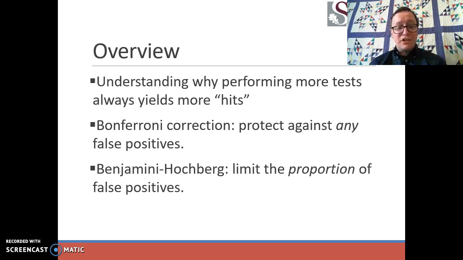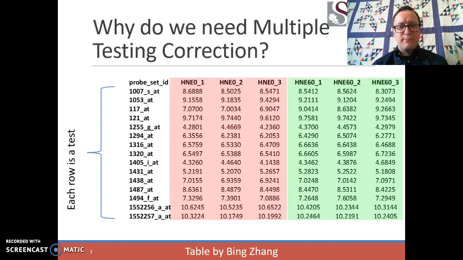The next is the Benjamini-Hochberg Correction. This is an effort to limit the proportion of false positives. So these are different kinds of goals, and they apply under different circumstances. But let's go ahead to talk about this important topic step by step.